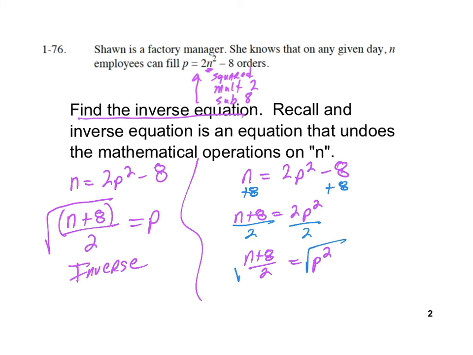Now, take the square root of both sides, which technically gives us a plus or minus. So when you do this other way, we kind of miss one of the little details here. And that's our inverse equation. So over here, I really need to add and subtract the square root of n plus 8 divided by 2. These are not functions. These are just inverse equations. On to the next slide.